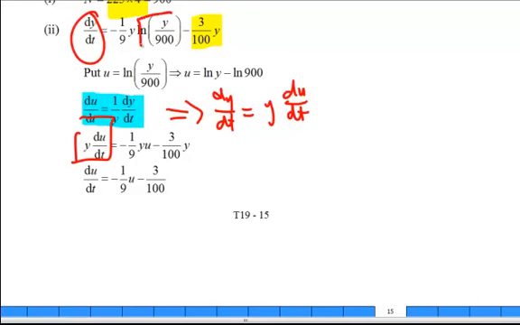And we know that u is simply equal to ln of y over 900. That is how we obtain u over here. Some manipulation will get you to the final answer.